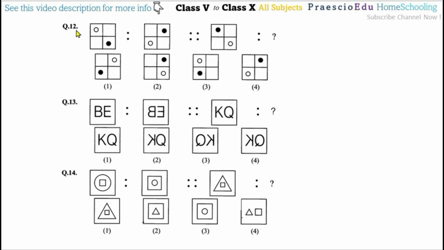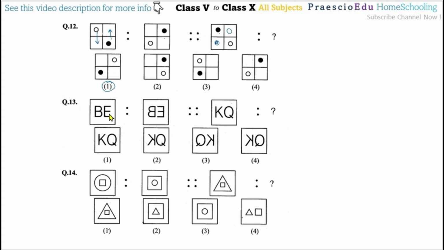Now question number 12: here a hollow circle and here a solid circle. In the second figure, the hollow comes at the bottom side and the solid comes at the upper side. So here also we will change: the solid will come here and the hollow will come here. Like this, it is given in option number 1.